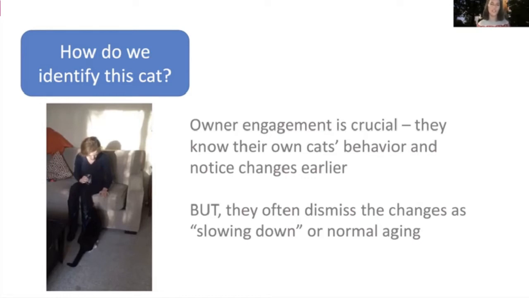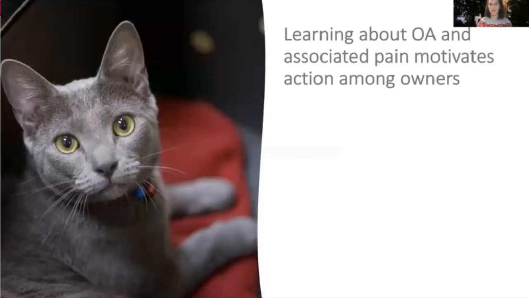So that owner engagement is really crucial. They know their cat's behavior and they notice changes earlier. It's that they may dismiss those changes as slowing down or normal aging if they don't know that they're associated with a pain and with a painful disease. So that means that we have to shift our conversation with owners in order to be able to identify these cats. Because we do know from research that learning about OA and OA pain motivates action among owners.